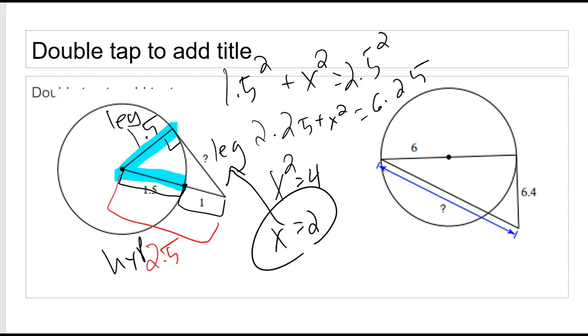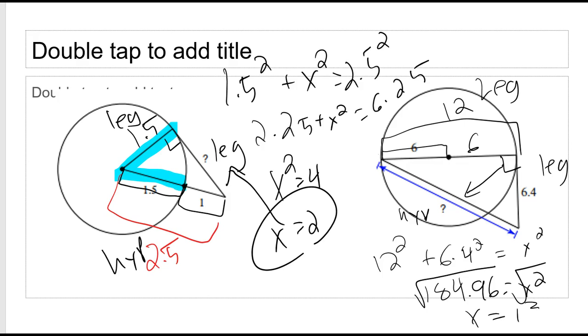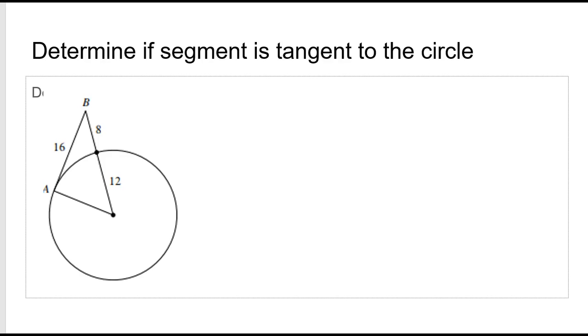Over here, you're saying, oh, I have a right angle here, but 6 is only from here to here. It's not the whole thing. That's radius. This is radius. That means the entire diameter is 12. So I take 12 squared plus now I'm allowed to take 6.5 squared because that's a leg. That's a leg. And that's the hypotenuse. You know it's the hypotenuse because it's opposite the 90. Bam. So if I take 12 squared plus 6.5 squared in my calculator, I'm going to get 184.96 equals x squared. All I have to do is square root it. You get x equals 13.6. That's the answer.